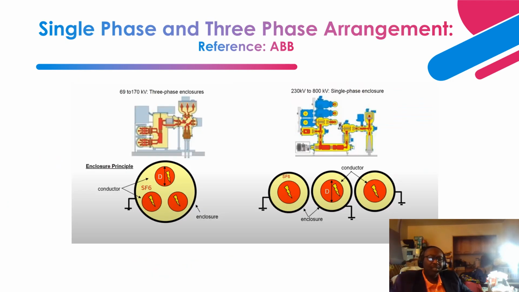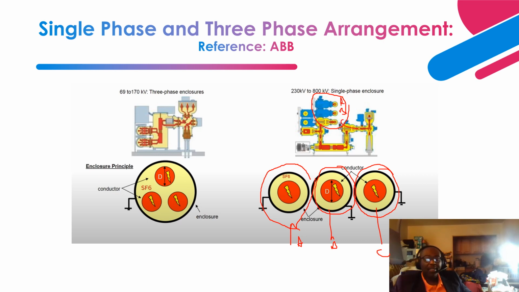Next, I made mention in the early part of the slides that you can have a single phase arrangement and a three-phase arrangement. For a single phase arrangement, this is how it looks. As you can see over here, the individual phases are different and segregated from each other. We have phase A, phase B, and phase C, and they are all grounded independently of each other.